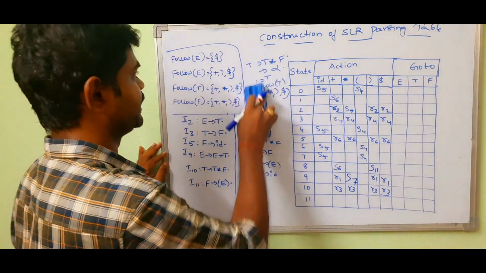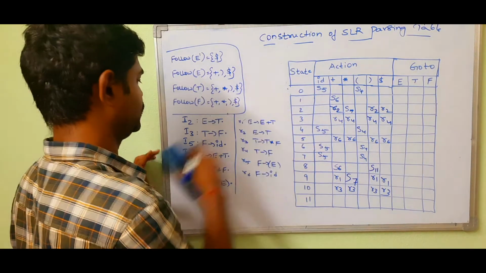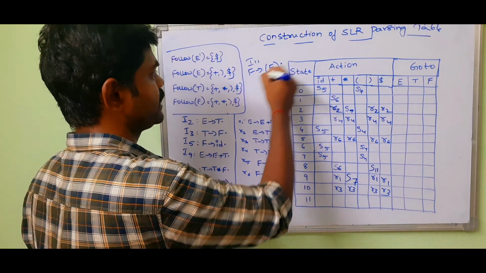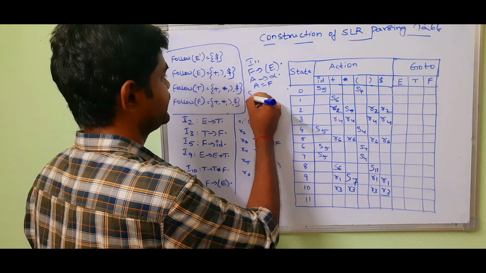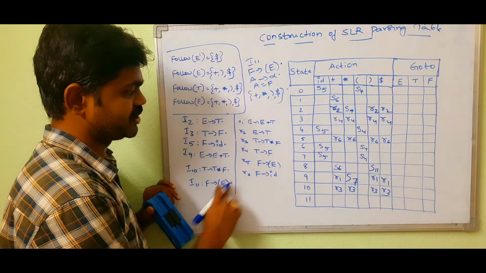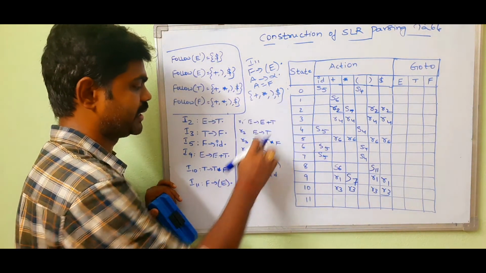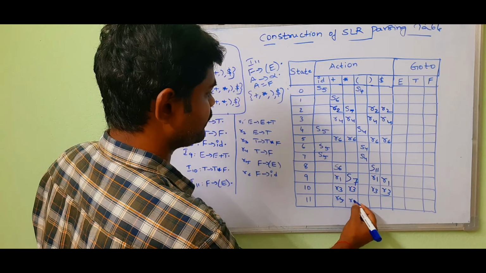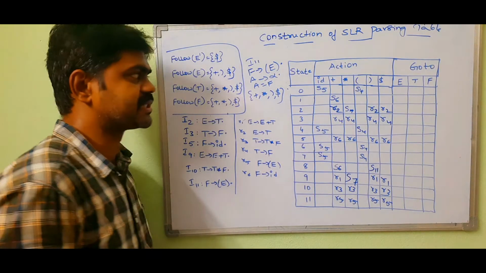And finally we are left with I11. Okay, I11. So I11 is F tends to E dot. So A tends to alpha dot. So A equal to F, that is follow of F. So follow of F is plus, star, right parenthesis, dollar. So F tends to E is R5. So in the place of I11, in the place of plus, star, right parenthesis, dollar, write R5. So plus R5, star R5, right parenthesis R5 and dollar R5. So reduce is also over.